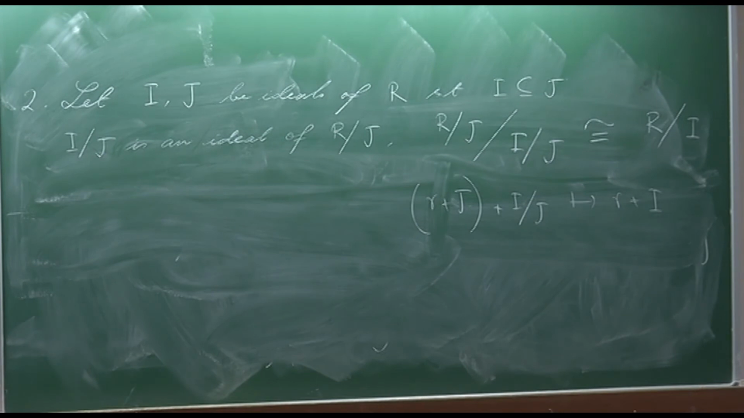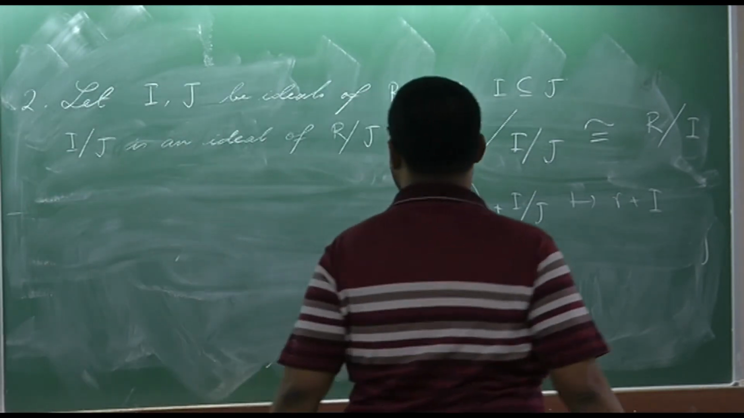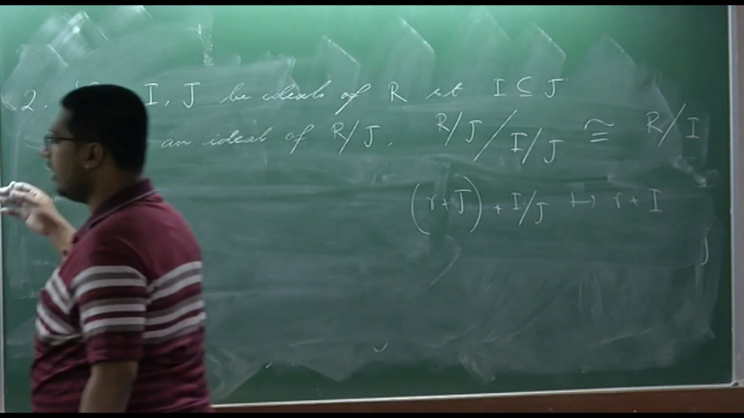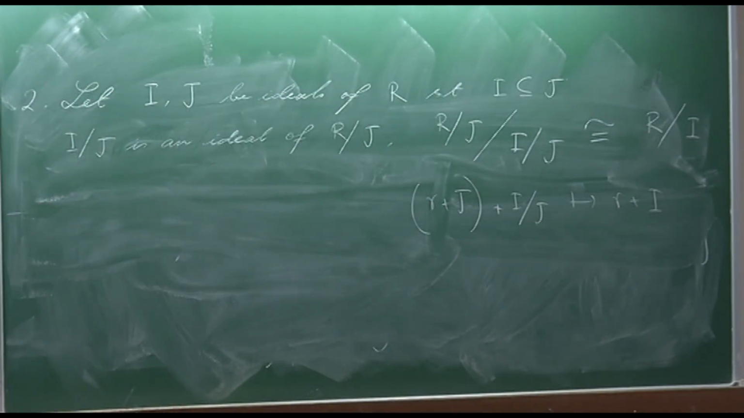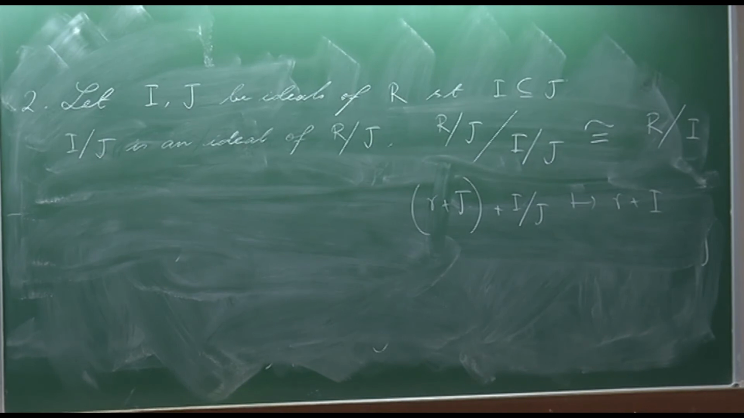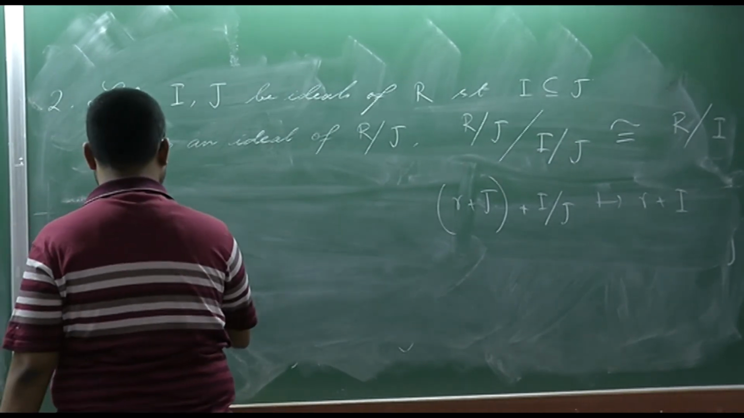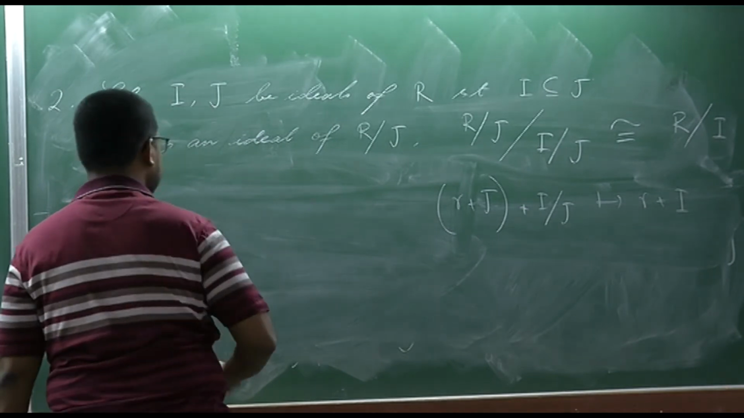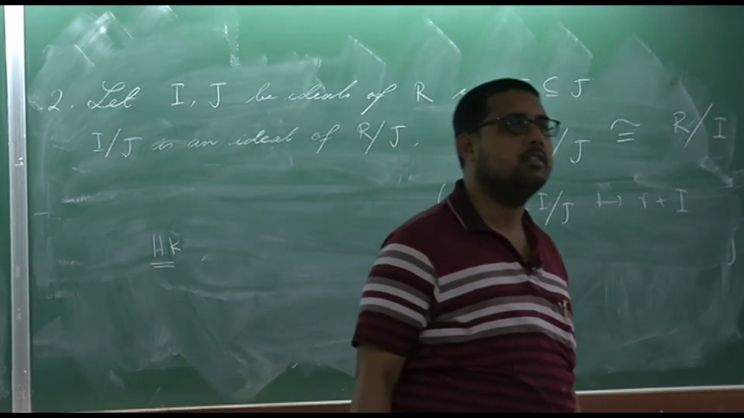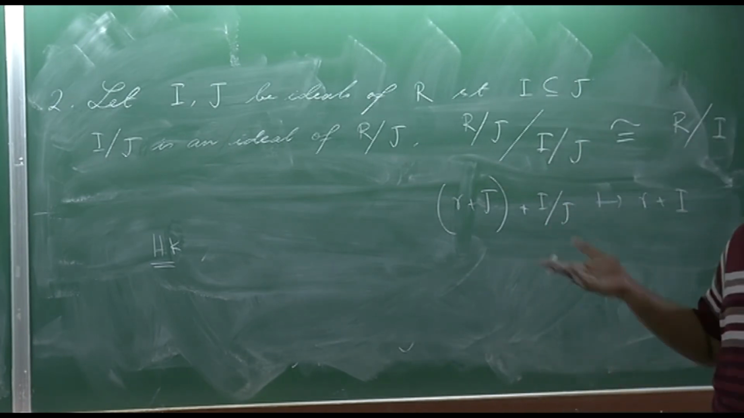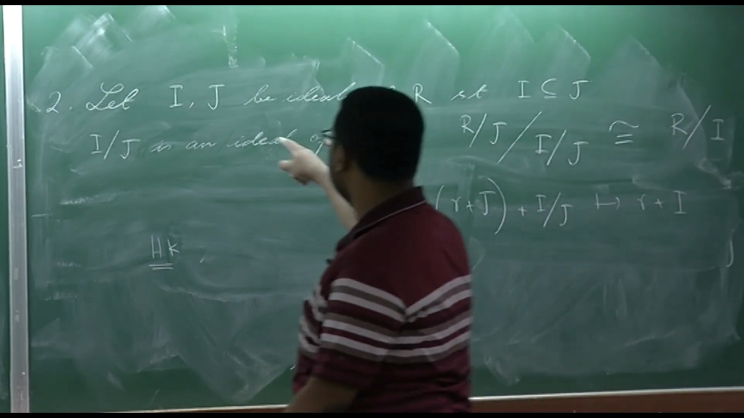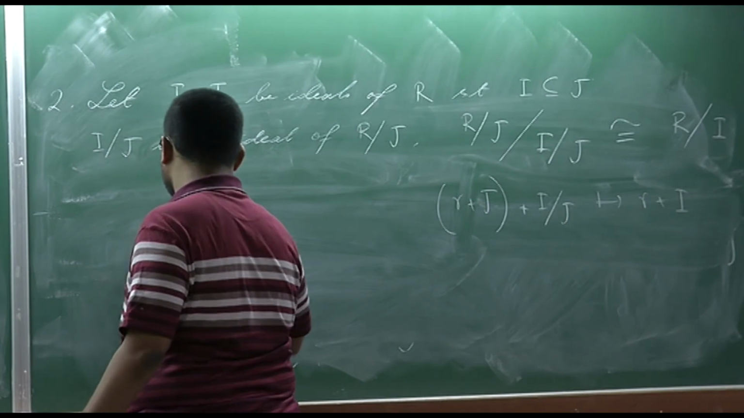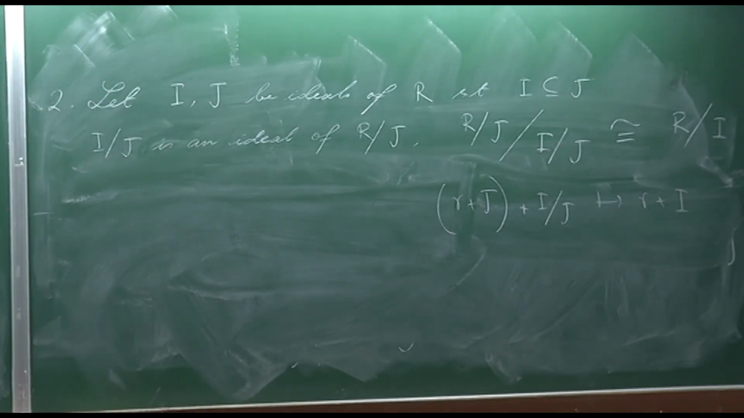So, this is the version of the third isomorphism theorem, and it is very natural to ask what happens to the second isomorphism theorem. In group theory, it was like H, K, all these, right. But at that time, H times K becomes a subgroup if they are normal. But you see here, I plus J cannot be a subring. I plus J is an ideal. If it is a subring, that means it is whole.